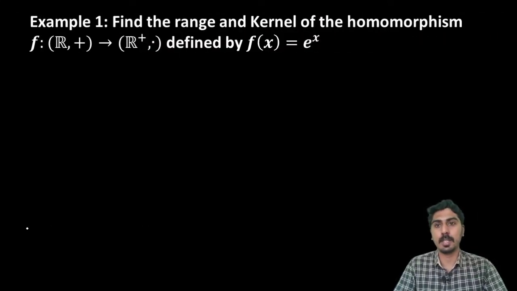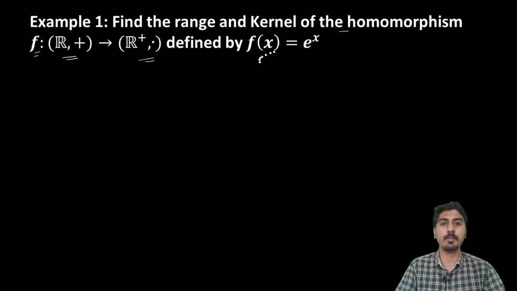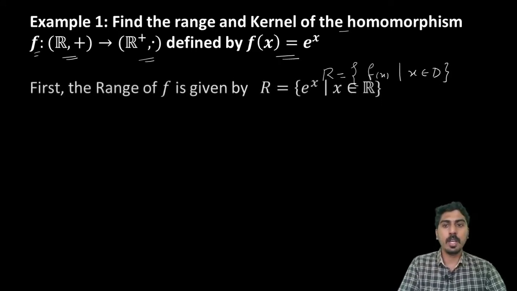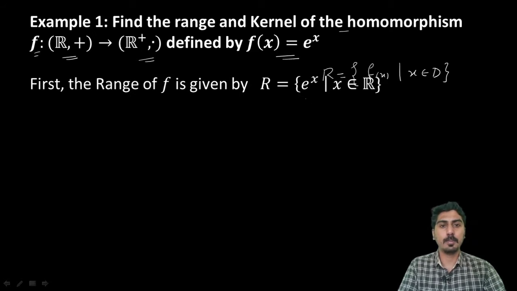Now let us solve some examples. Find the range and kernel of the homomorphism f from the additive group of real numbers to the multiplicative group of positive real numbers defined by f of x equal to e to the power of x. First, I find out the range of this homomorphism. We know that the range is a set R defined by f of x, where x belongs to the domain. So the range of this homomorphism is e power x, where x belongs to the domain, and the domain is given by R.